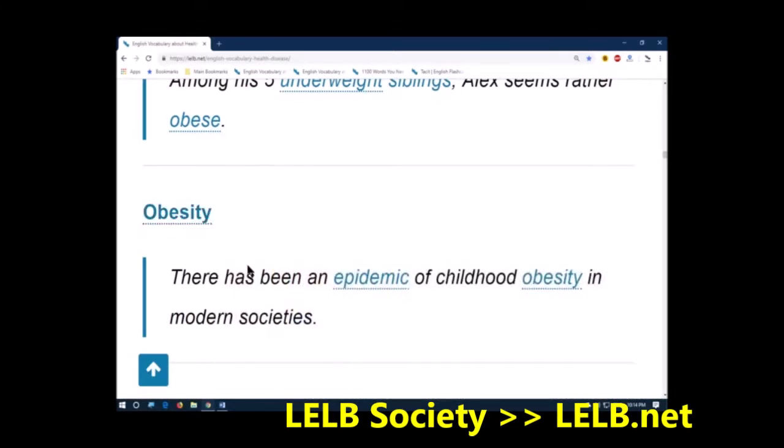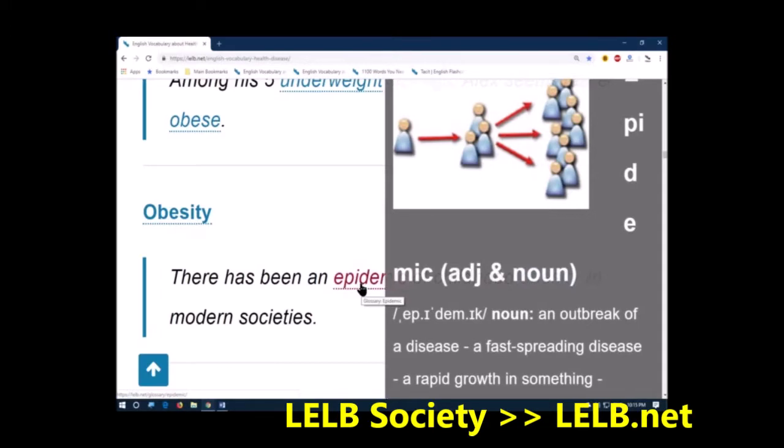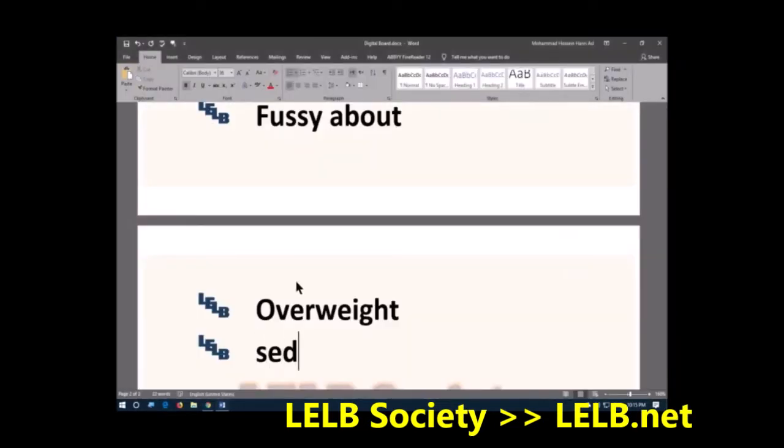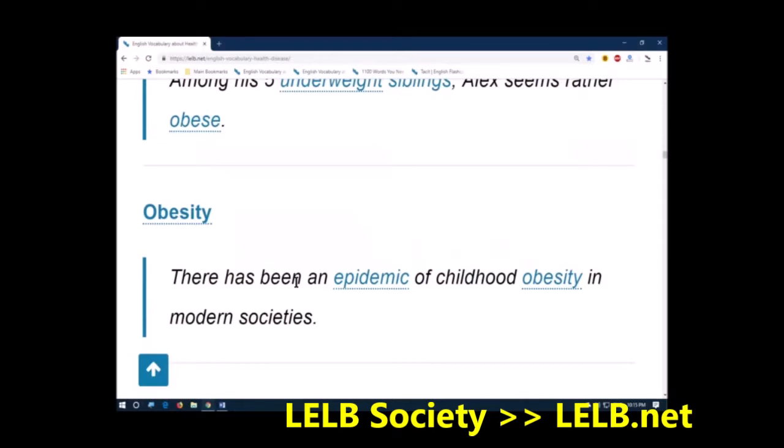There has been an epidemic of childhood obesity in modern societies. Epidemic, we covered that. So it's clear. Because of leading a sedentary lifestyle, without much physical exercise.